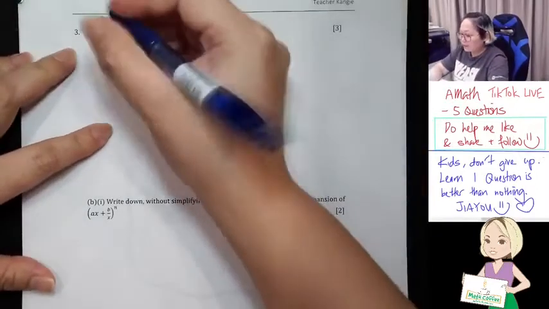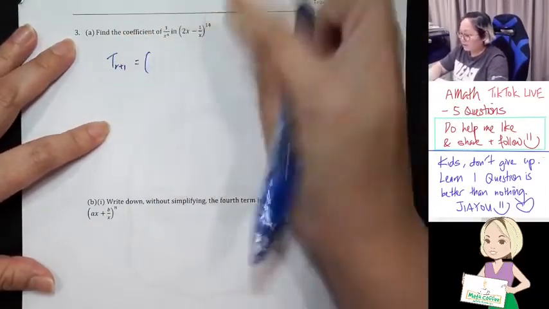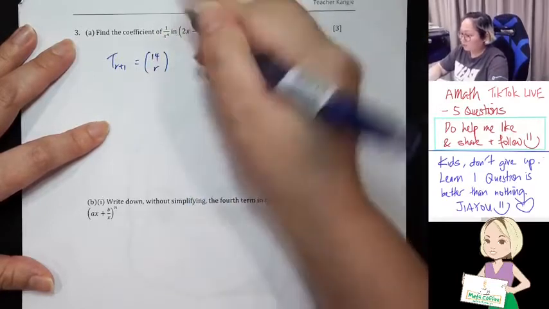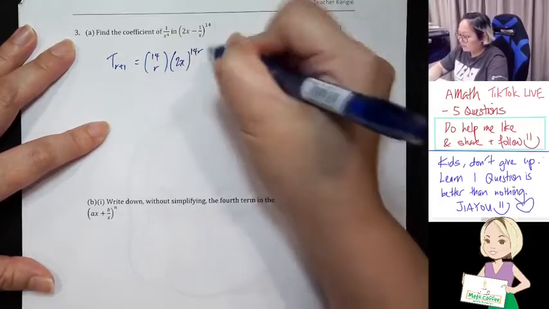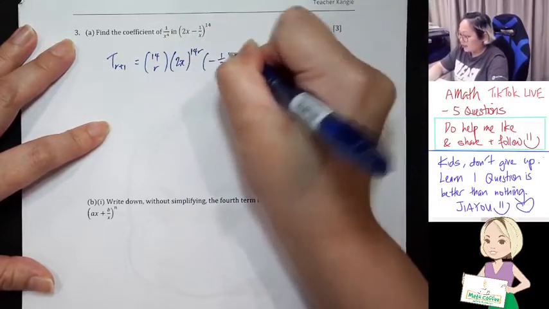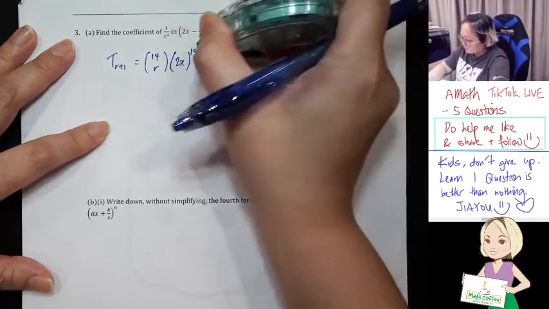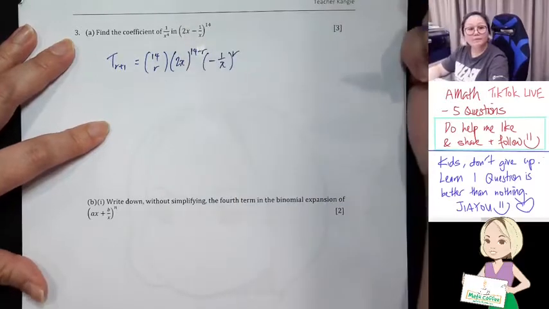So let's use the general formula. Write out the general formula, which is T(r+1) equals, the power here is 14, so it's 14 C r, my a is 2x, so write 2x to the power of 14 minus r. b is minus 1 over x, to the power of r. Yeah, this one is supposed to be minus r.